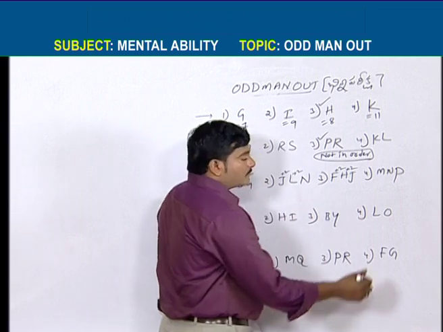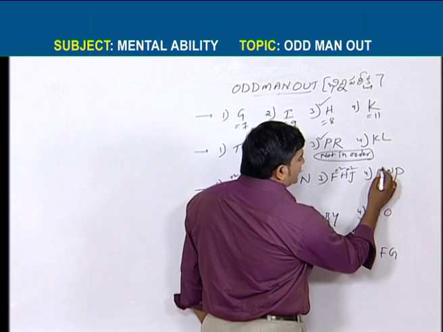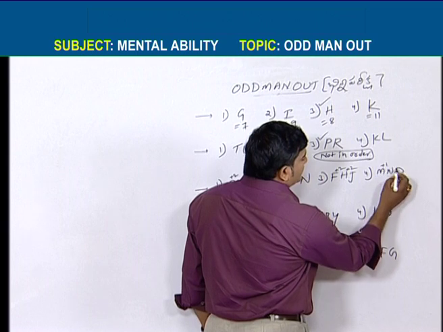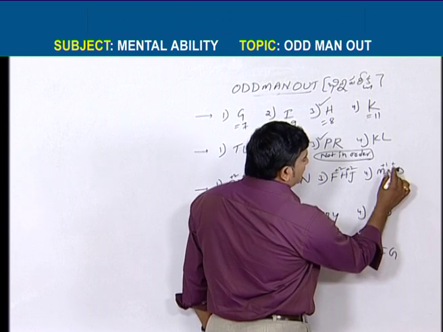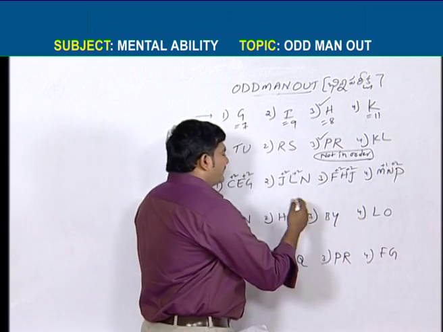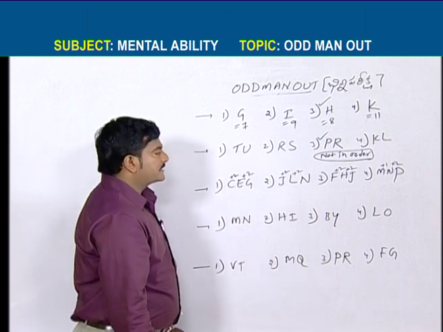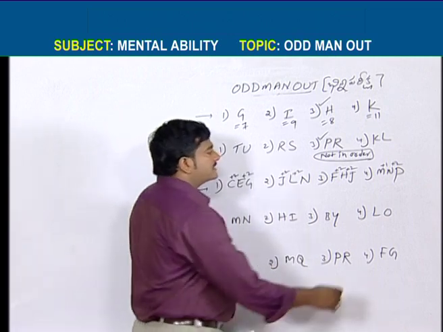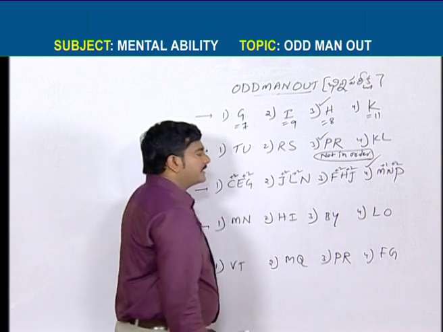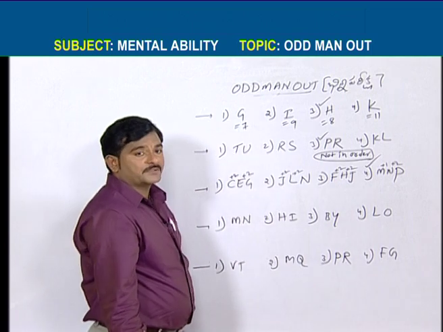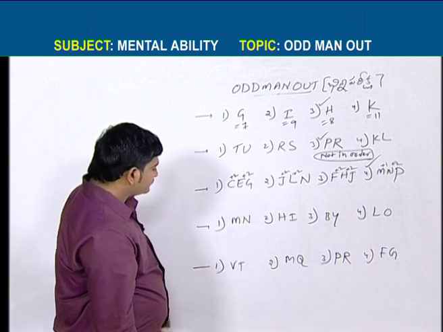But what about in this case? MNP, 13, he added simply plus 1, and here he added plus 2. The remaining cases are all plus 2, plus 2, plus 2, but here it is plus 1, plus 2. That's why the answer for this question is the fourth option.